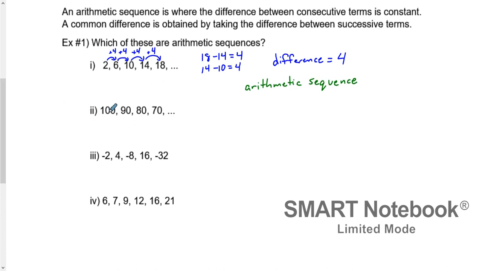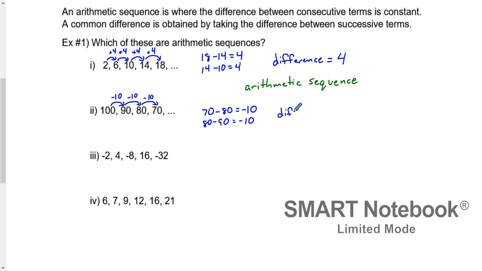So let's look at the next one. 100, 90, 80, 70. In order to go from one to the next, we are subtracting 10 every single time. So the next number will be 60, then 50, 40, 30. To find our difference, we again take one number and subtract the number before it. 70 subtract 80 is negative 10. 80 subtract 90 is also negative 10.